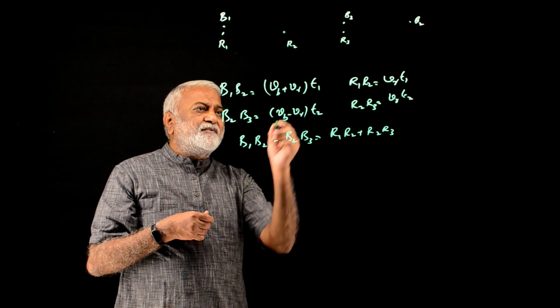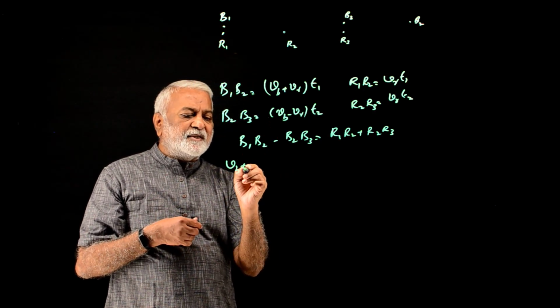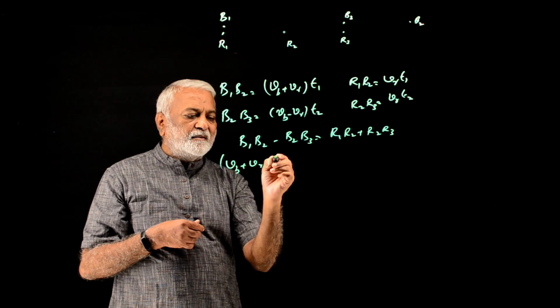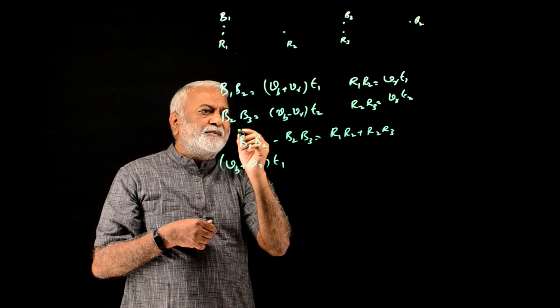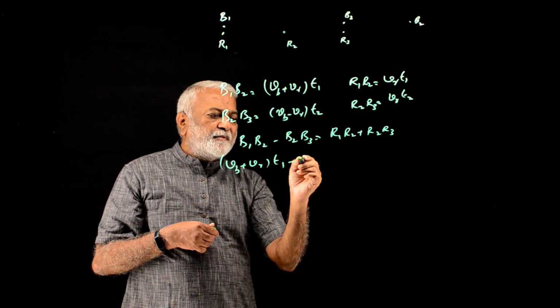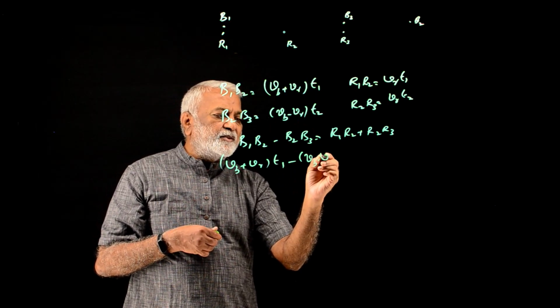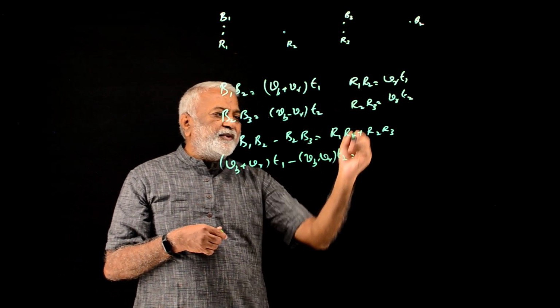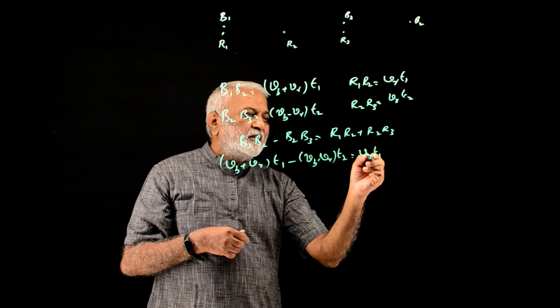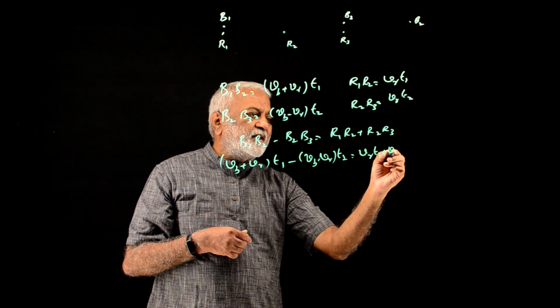So B1 B2 is VB plus VR into T1, and then B2 B3 is VB minus VR into T2. This is equal to R1 R2, VR T1, and R2 R3, VR T2.